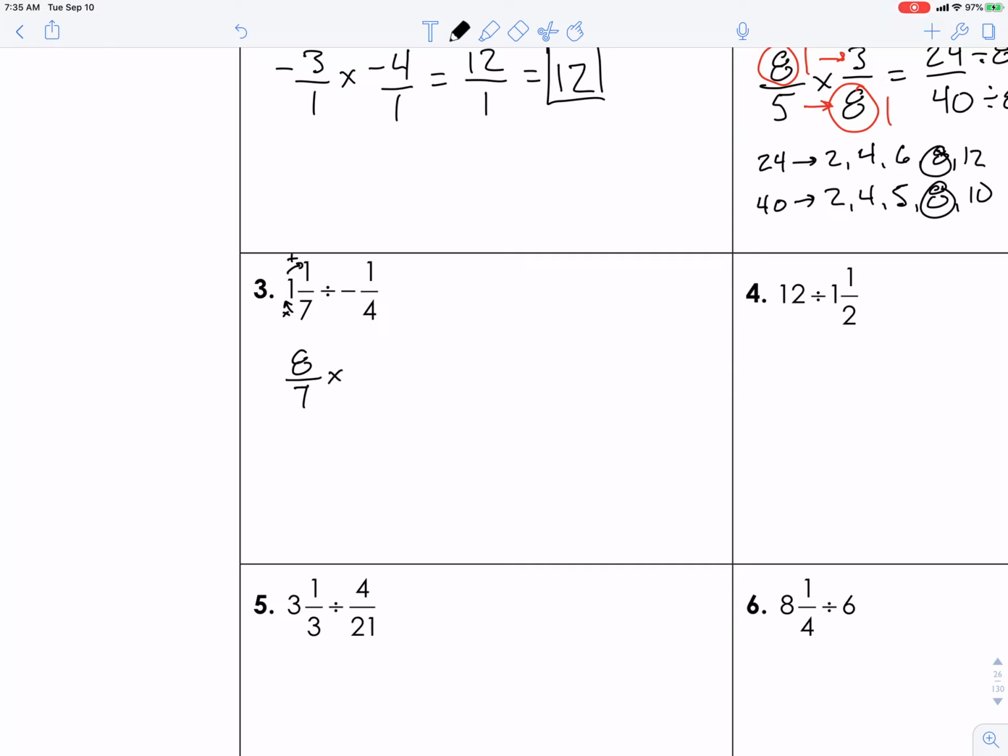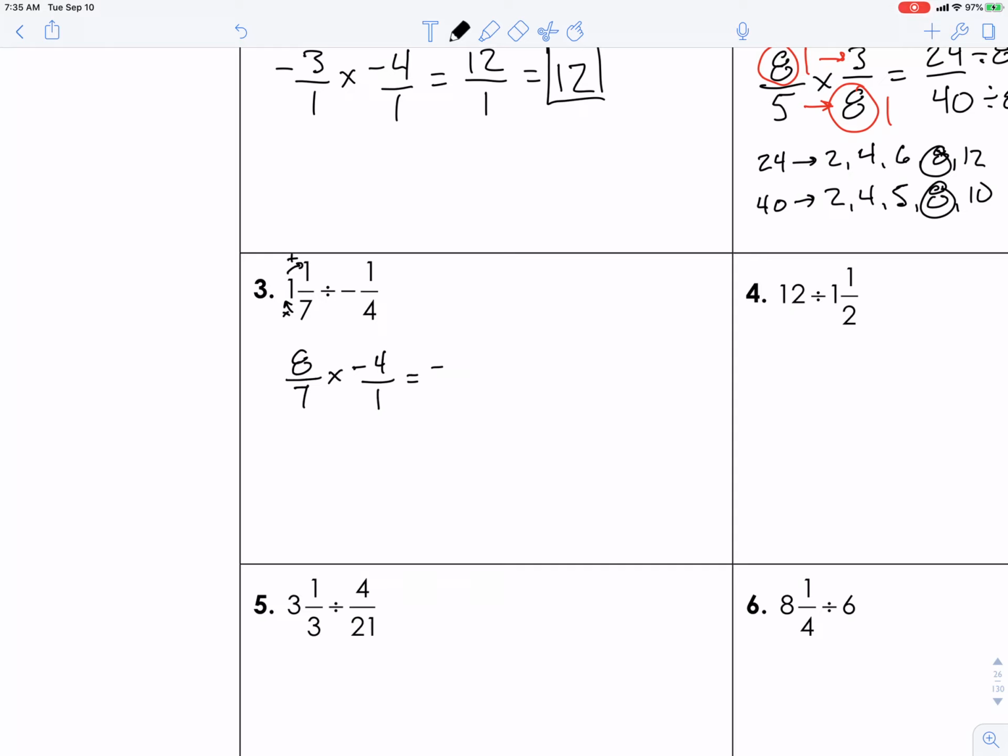I flip that second fraction, so I get negative 4 over 1. Now, I don't see anything I can reduce there. I can't cross reduce, so I'm just going to go ahead and multiply straight across. So a positive 8 times a negative 4, positive times a negative, because there's only one negative, gives me a negative. That's an odd number of negatives, so my answer's got to be negative.